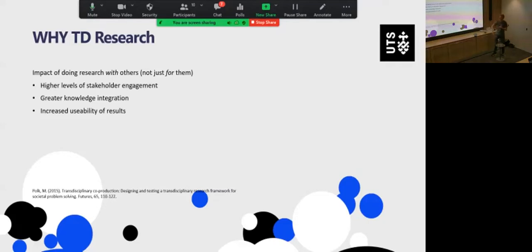This is straight out of a 2015 article reviewing the impact of co-production of knowledge using transdisciplinary methods. They're finding, yes, it has higher stakeholder engagement. That's almost by definition built into TD. Therefore, it also has higher knowledge integration. Industry partners who are participating, as that new knowledge is being generated, are able to integrate it faster and change their practices. And that then leads to the use of that knowledge too.